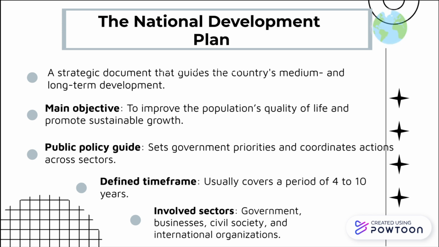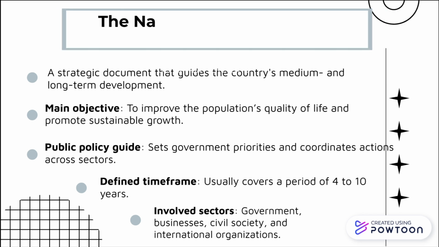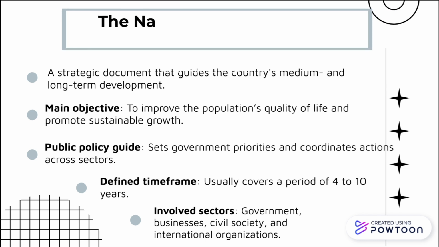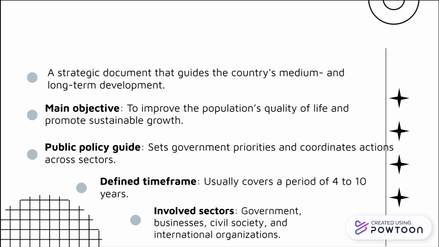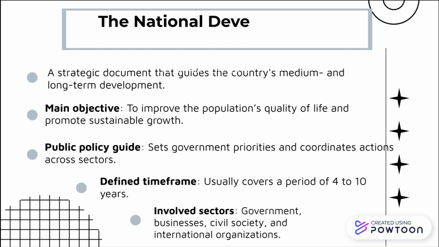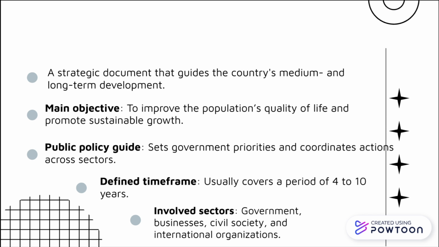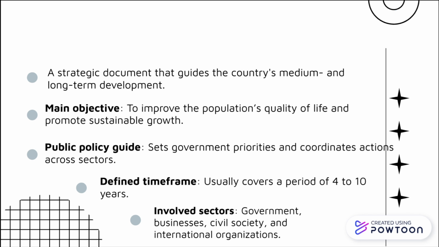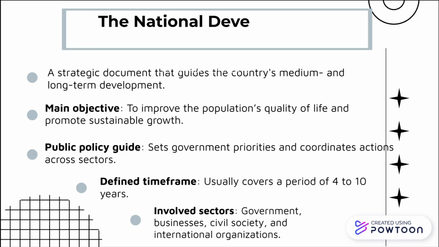The National Development Plan is to improve people's quality of life and promote sustainable growth. This means that the plan focuses on helping people live better, with good jobs, access to services, and a healthy environment, while also making sure the country works in a balanced and long-lasting way.